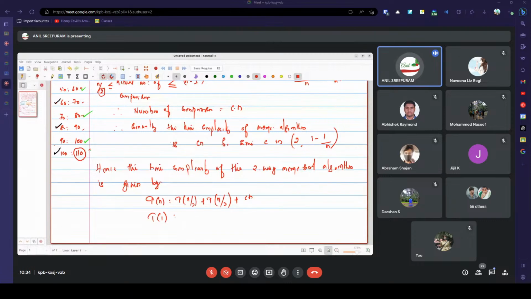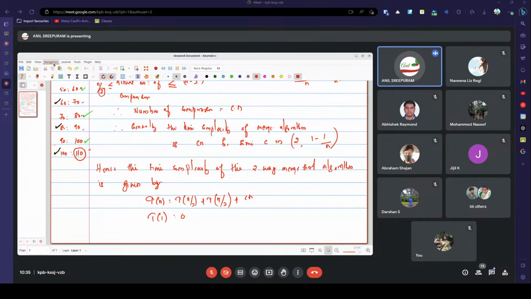In the series examination, one among you was asked whether a time complexity value can be 0. This is a typical case where nothing is to be done. So T(1) can be equal to 0.